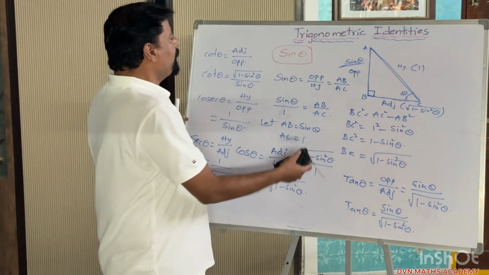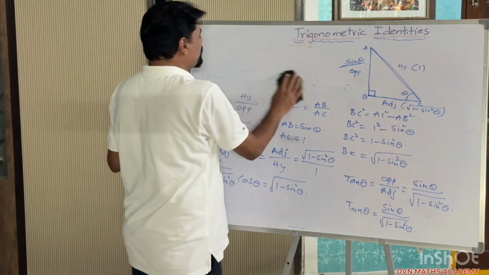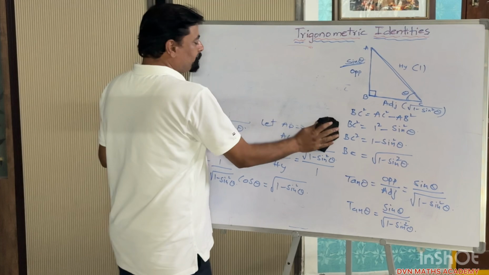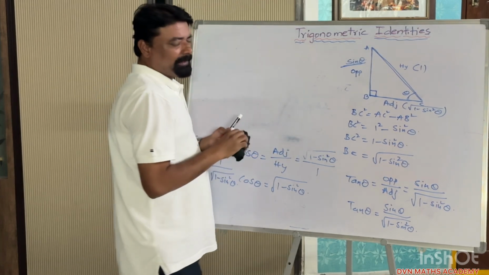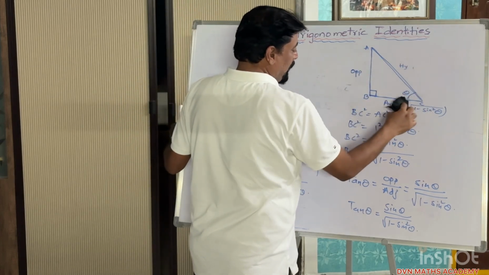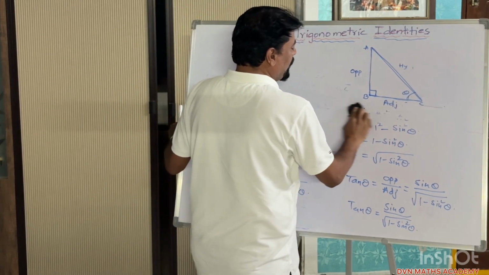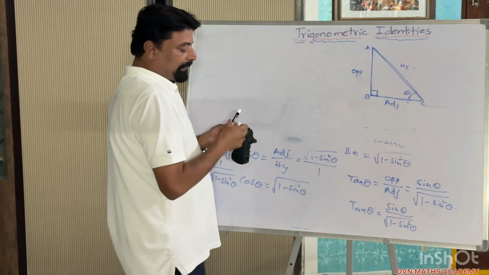For example, sometimes they will ask you to convert all trigonometric ratios in terms of tan. You just have to use one simple technique here. If you apply the same technique, you can write every trigonometric ratio in tan terms. For example, I will take the same triangle here.